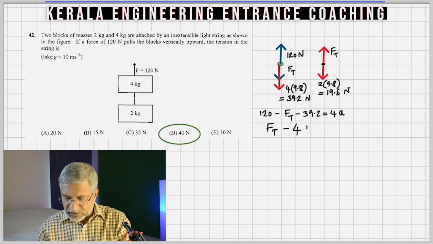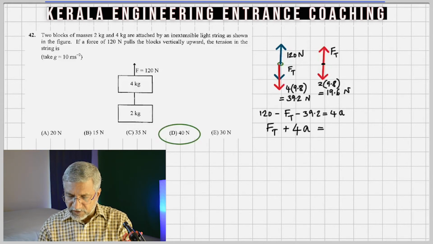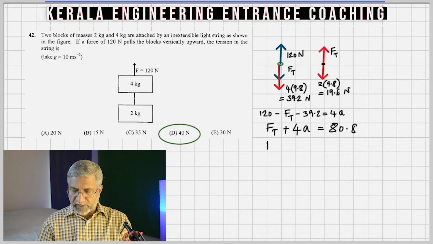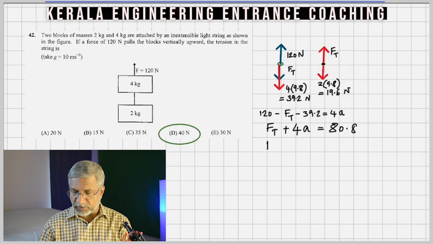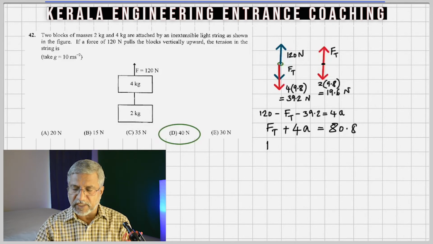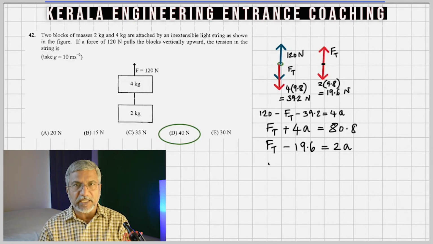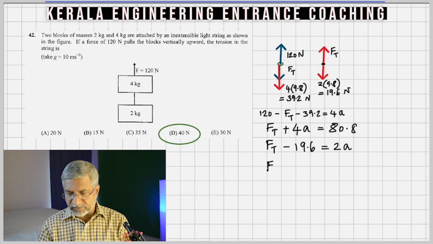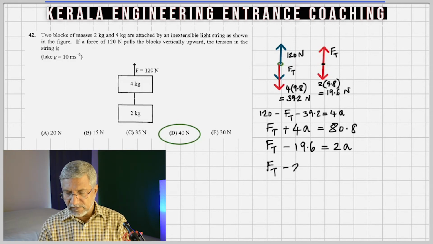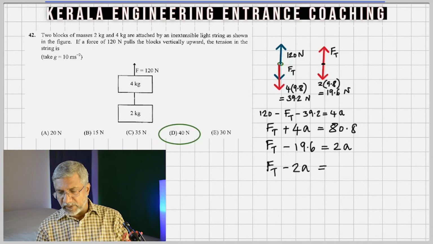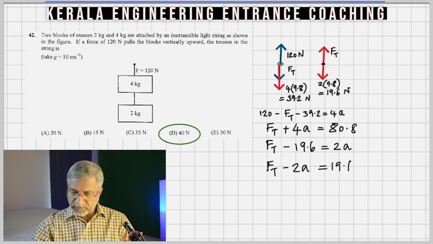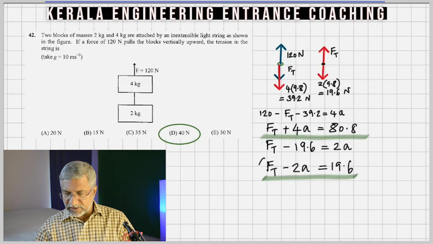Of these two equations, first, from this equation, Ft plus 4A is 80.8. Is that clear? Ft plus 4A is 80.8. Then we look at the second object, and its net force is Ft minus 19.6. So Ft minus 19.6 should be equal to 2 times A. So Ft minus 2A is equal to 19.6. All right, that's equation 1, that's equation 2.